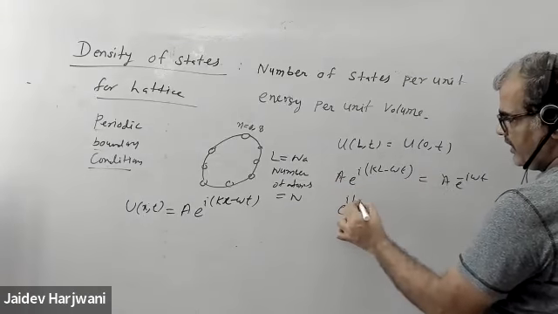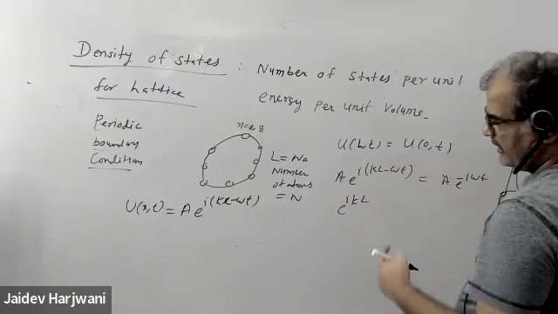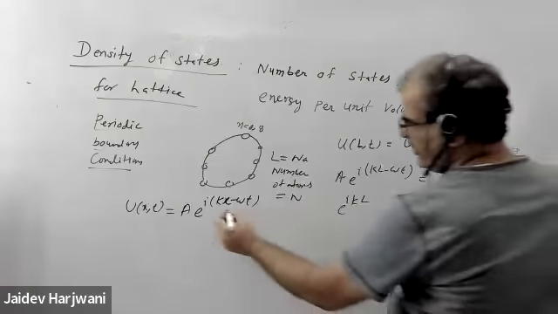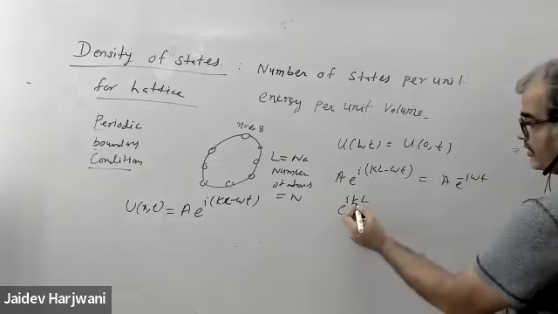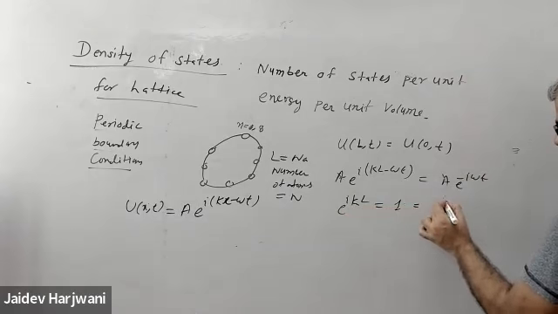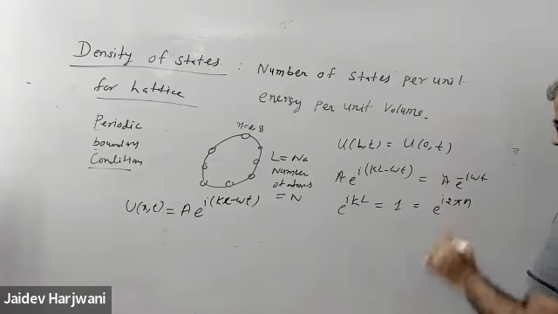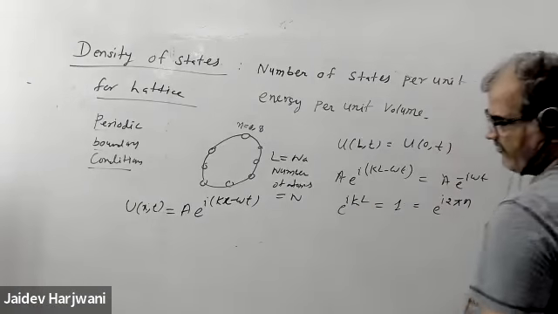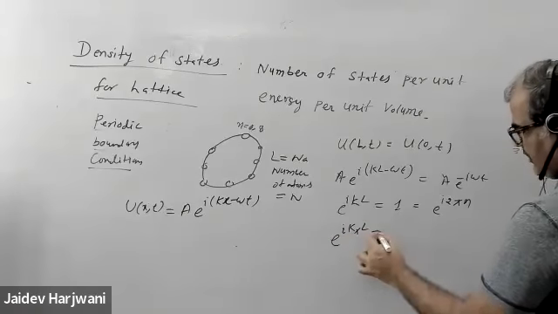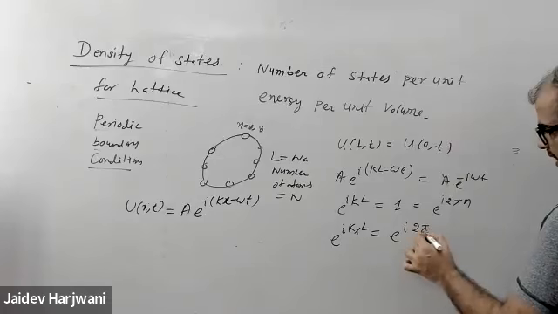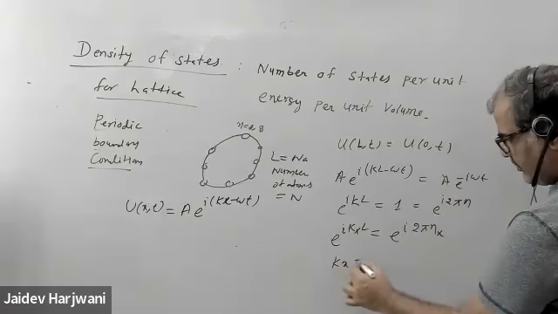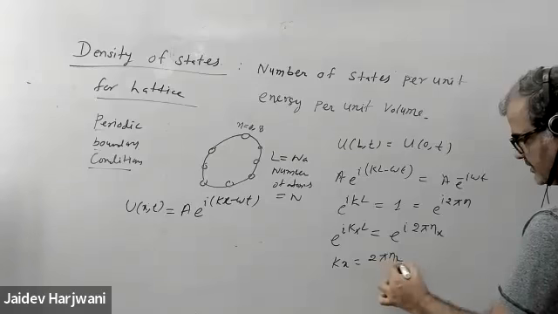So this iota kl. Now suppose I'm taking only one dimension, so you can put it k. So e power iota kl equals 1, and here you have kl equals 2 pi n. Now we have done one dimension, so I can write iota kx equal to iota 2 pi nx. So kx will be 2 pi nx upon L.